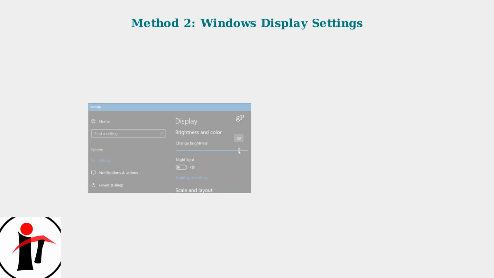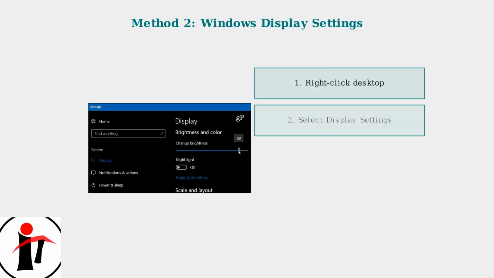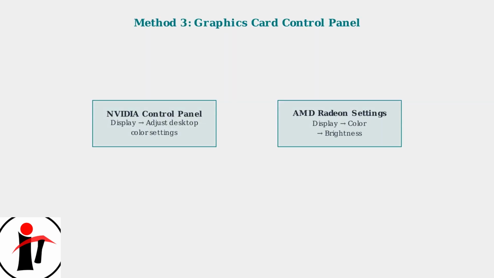Windows provides a quick software method to adjust brightness. Right-click on your desktop and select Display Settings. In the Brightness and Color section, you'll find a brightness slider. Move it left to dim or right to brighten your display. Changes apply immediately. Graphics card control panels offer advanced brightness and gamma controls.